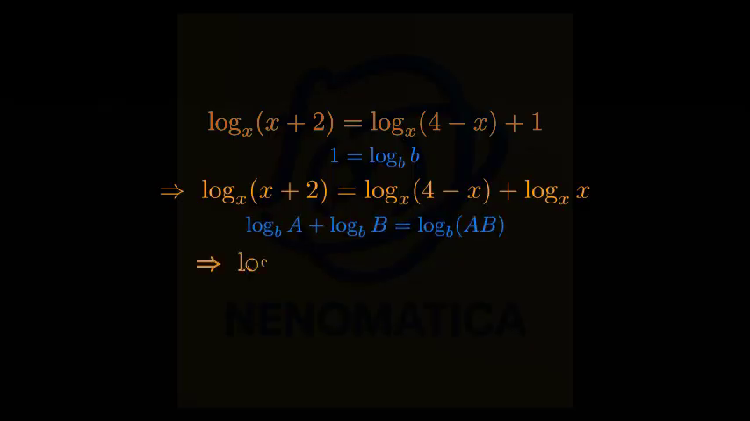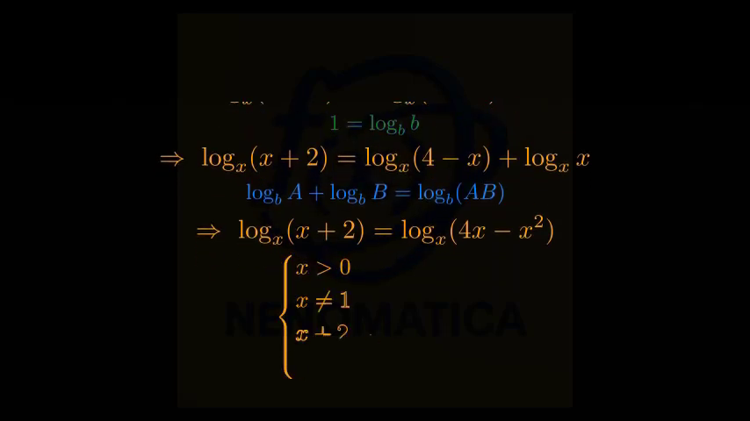Step 4. Because the bases are the same and logs are equal, equate the arguments and list the domain conditions shown in the solution image. Step 5. Solve the quadratic that comes from setting x plus 2 equal to 4x minus x squared. Move all terms to one side. Factor. Read the potential solutions.